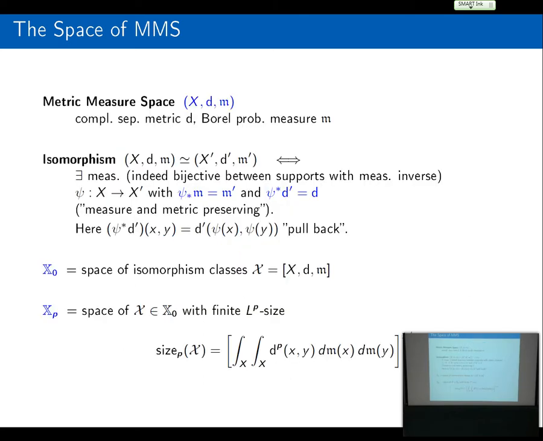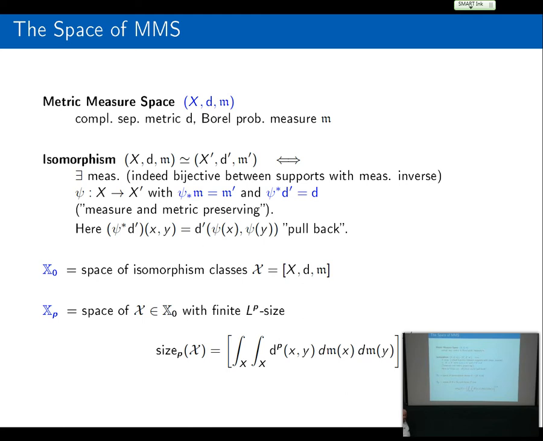Okay, now let me be a little bit more precise. What is a metric measure space in this setting? A metric measure space is a triple consisting of a complete separable metric space (X, d), and then the metric d induces a topology, the topology induces a sigma field, and on the sigma field we have a probability measure m induced by the metric.